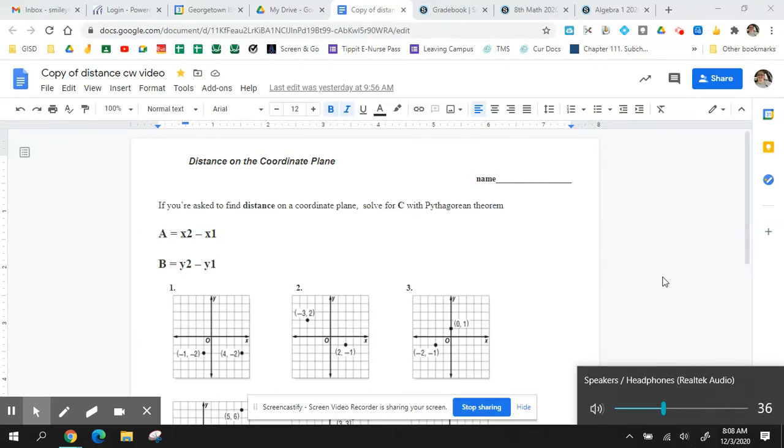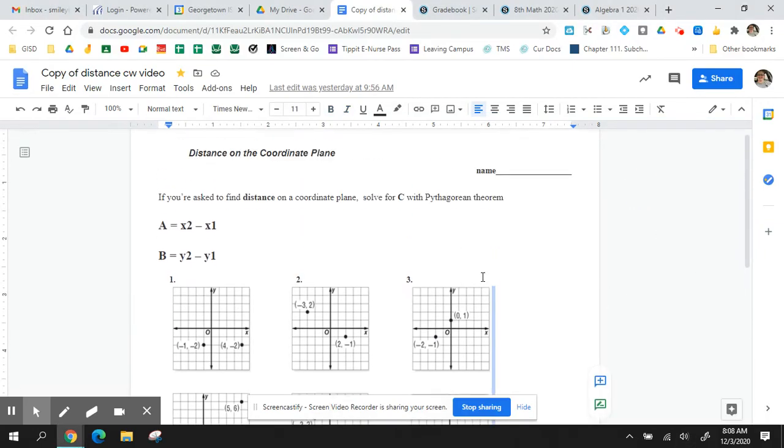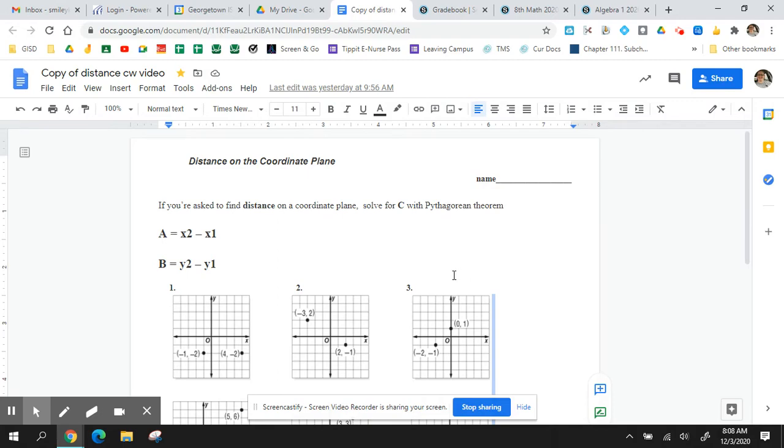Good morning, everyone. I am going to do distance on a coordinate plane today. We started our Pythagorean theorem unit.